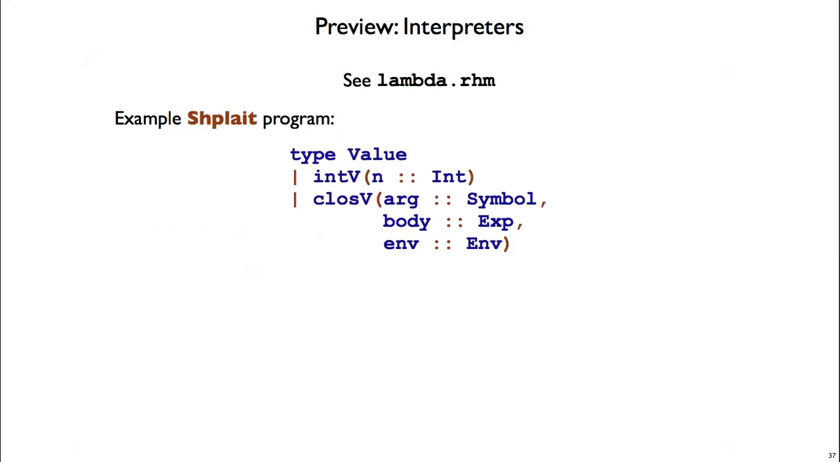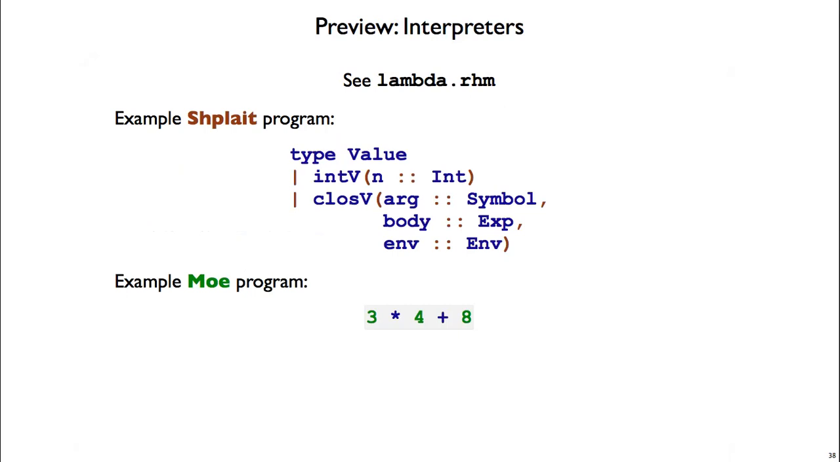Now, throughout the course, we're going to be dealing with 2 layers of code. So first, here's a chunk of a Shplait program, and this happens to be from the Lambda interpreter. And the other layer of code we're dealing with is Mo, which is the input code that our Shplait interpreters will be interpreting.